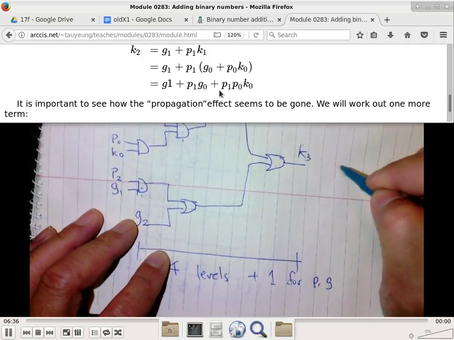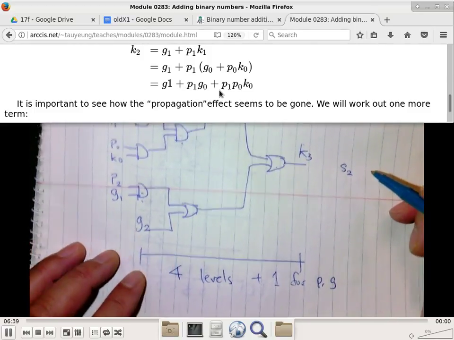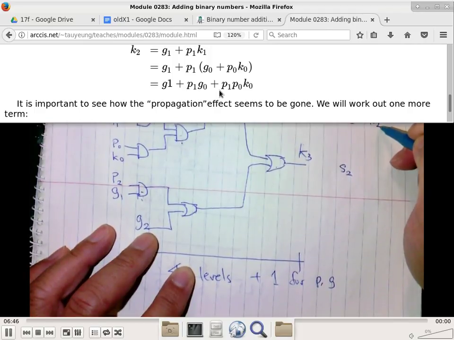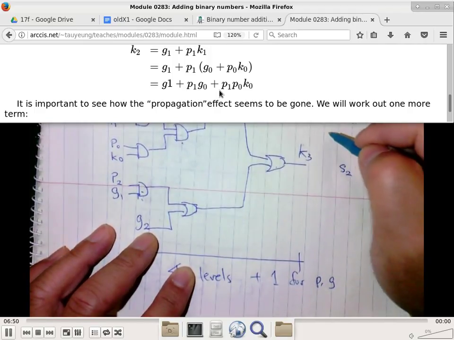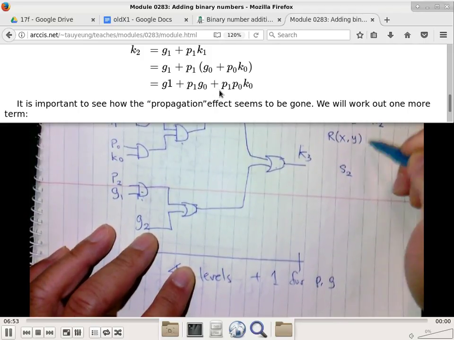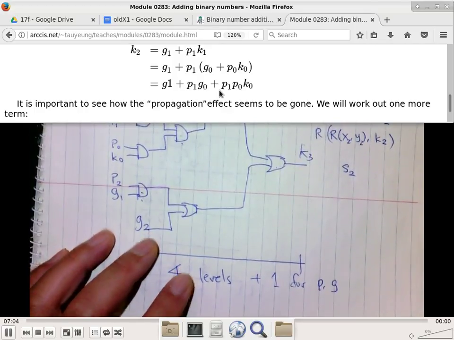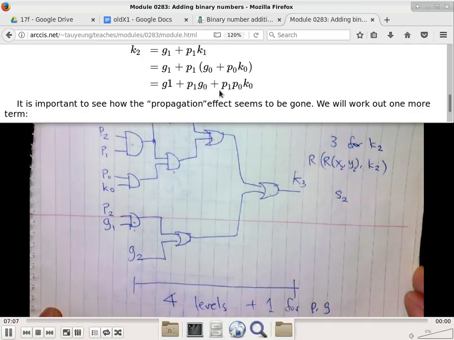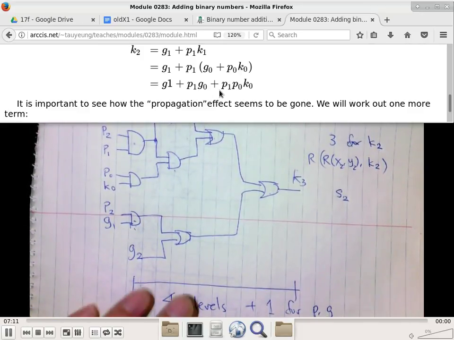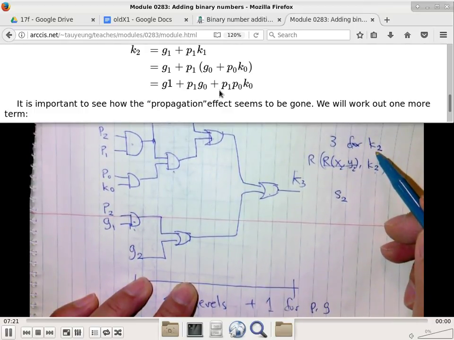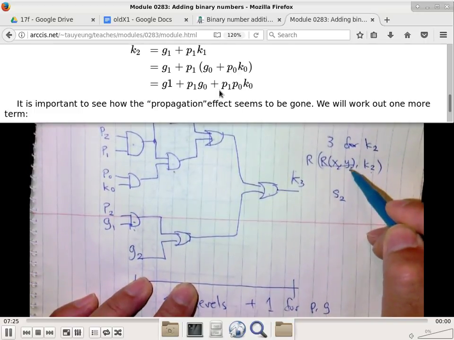So to get to S2, which is the sum bit, bit 2 of the sum, you need 3 levels of gates to compute K2. And once you have K2, then we have the result of XY, and then the whole thing combined with K2, so X2, Y2, and then we take another result. Is that okay? This is one level, this is another level. So we have 2 additional levels of gates once we have the K2. Now, but this can be done in parallel.